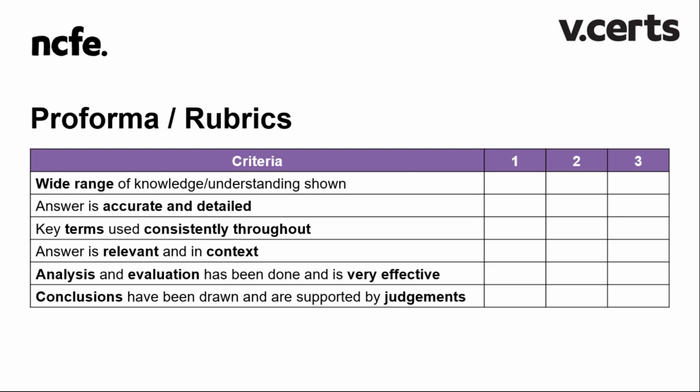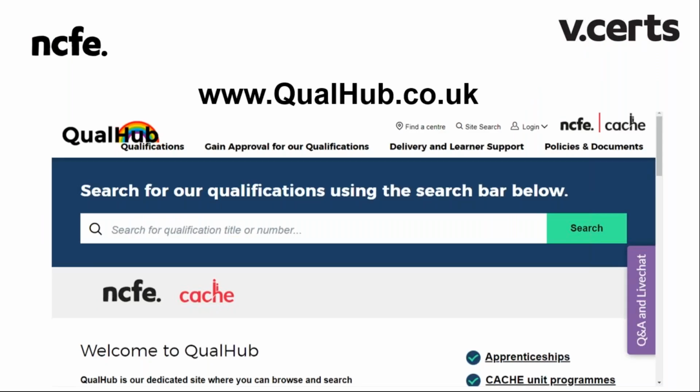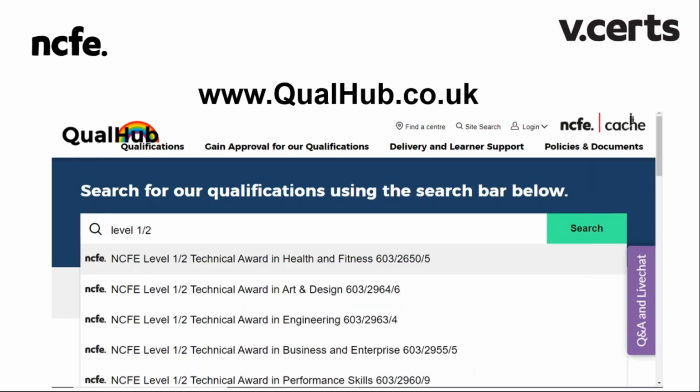So the final thing we're going to have a look at is some of the resources that we do have available for you to use. Now, as I've mentioned, qualhub is definitely your primary go-to, and we're going to have a look at a subject-specific page, because that is one of the key things that you need. So if you start typing in your subject area, or just level 1/2, or the qualification code if you know it, just put that in there and you'll be able to get to your subject page.